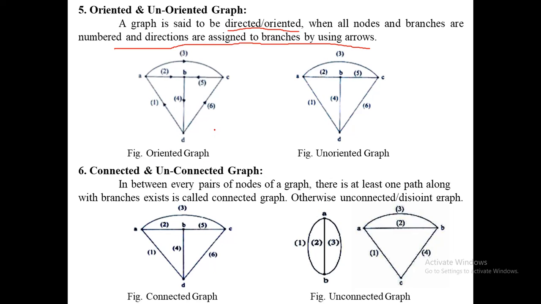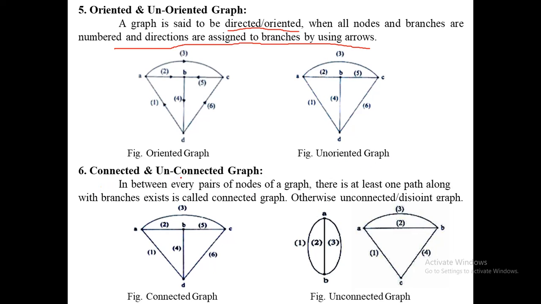If the graph has direction, the graph is said to be an oriented graph. Otherwise it is called an unoriented graph. This graph contains no direction, so it is called an unoriented graph.